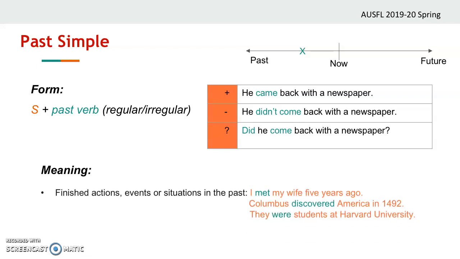Let's remember the meaning one more time. We use the past simple to talk about usually single finished actions, events, or situations in the past. Example sentences are: I met my wife 5 years ago. Columbus discovered America in 1492, and they were students at Harvard University. All these examples refer to finished actions, events, or situations at a specific time in the past.